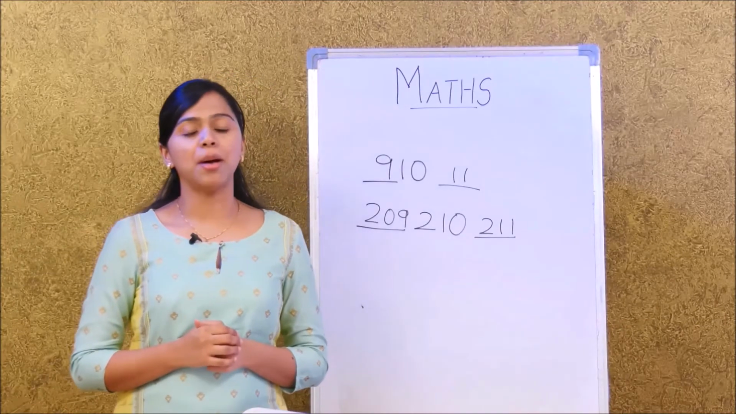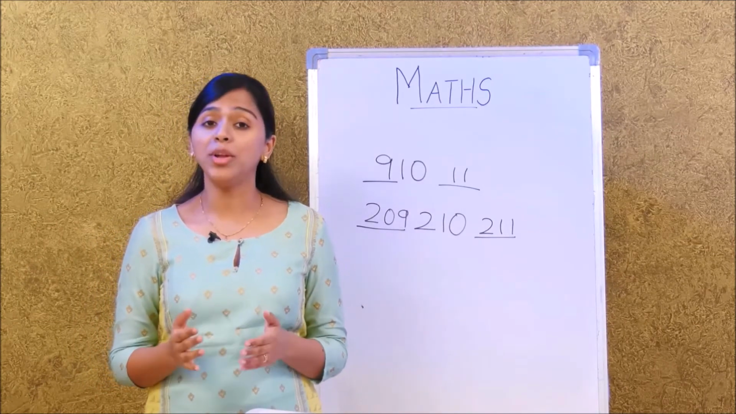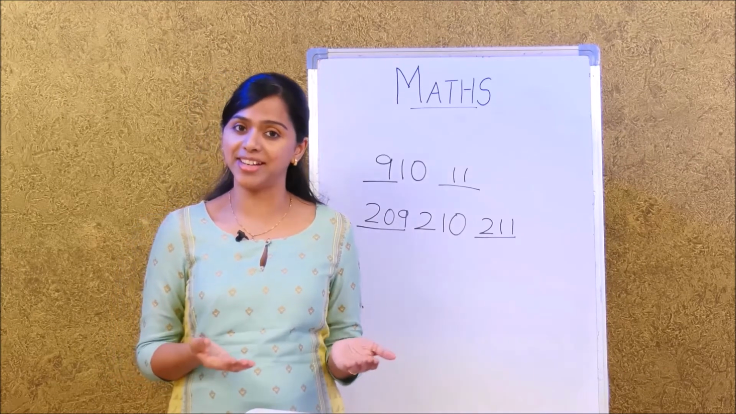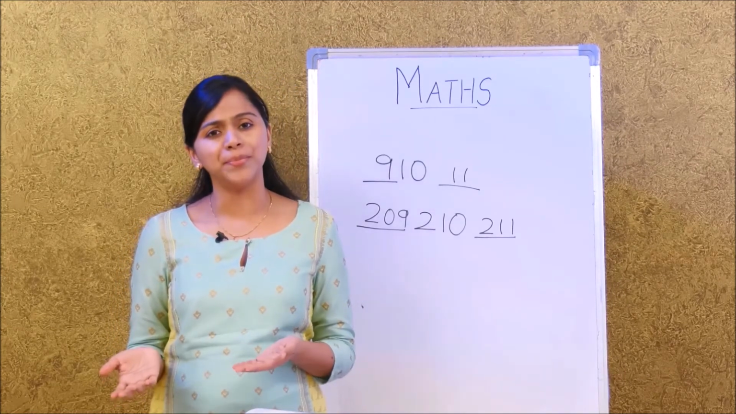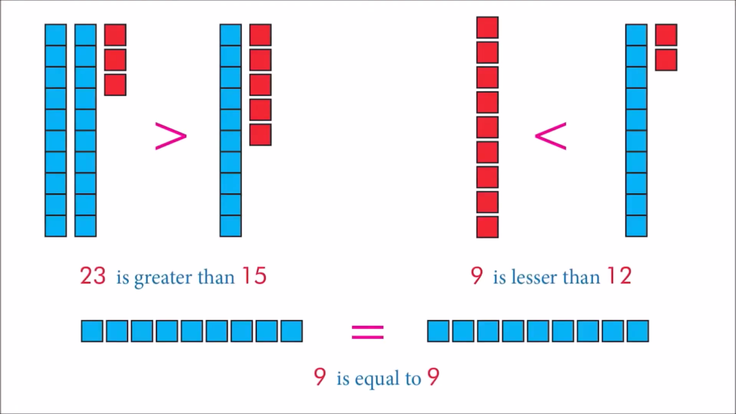Now, we're going to learn about the comparison of numbers. Suppose we have two numbers given. How will you know which is the number which is greater and which is the number which is smaller? Right? So let's look at something here. So here we have 23 and we have 15. So in 23 we have 2 tens and then we have 3 ones. And then in 15, we only have 1 ten and we have only 5 ones. So now we know that 23 is greater than 15.